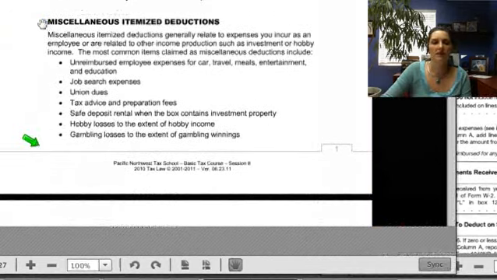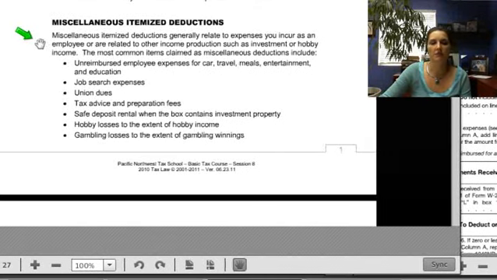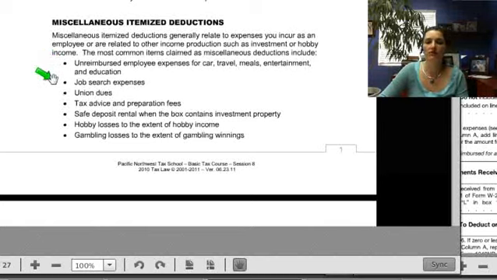So let's talk about miscellaneous itemized deductions. Miscellaneous itemized deductions generally relate to expenses you incur as an employee or are related to other income production such as investment or hobby income. The most common items claimed as miscellaneous deductions include unreimbursed employee business expenses for car, travel, meals, entertainment, and education, as well as job search expenses and union dues, tax advice and preparation of tax return, the fees associated with that, safe deposit box rental when the box contains investment property, hobby losses to the extent of hobby income, and gambling losses to the extent of gambling winnings.